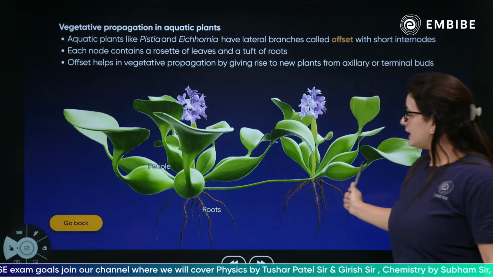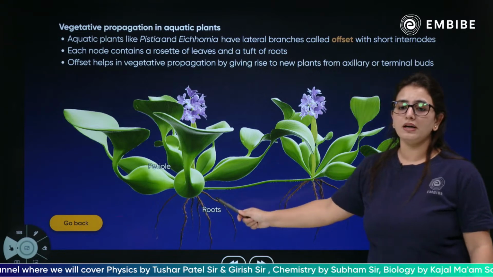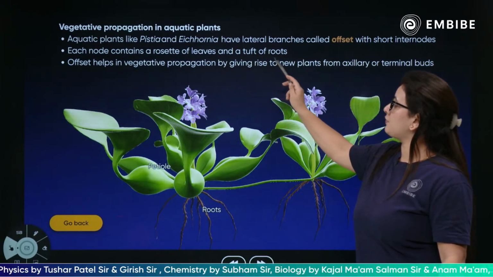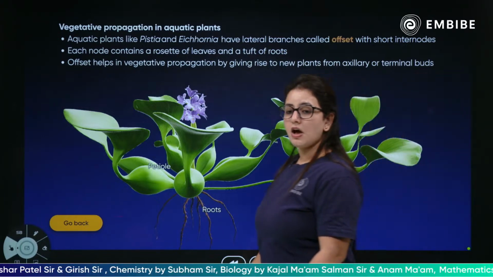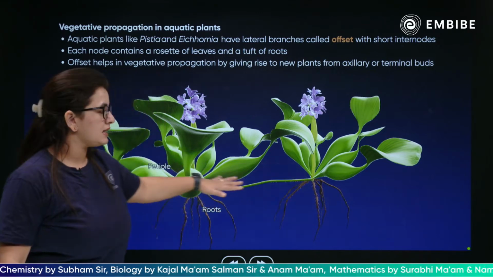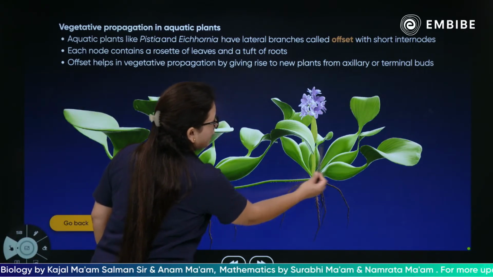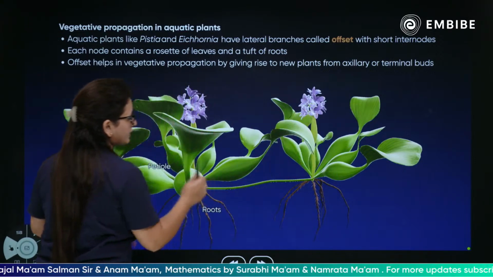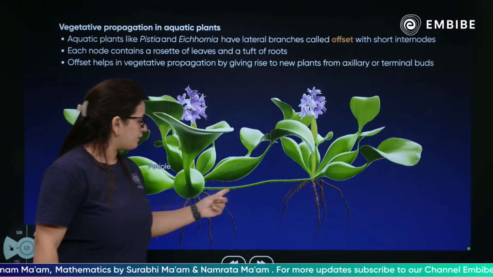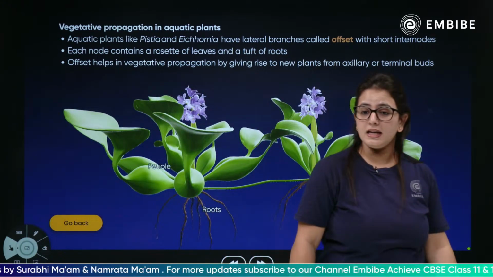So this is exactly how you will always see such plants covering the whole pond area. Yes, each node contains a rosette of leaves and a tuft of roots. Can you see this? This is how your floating aquatic plants are. They have roots just under the plant and a leafy, rosette-like structure above, tied with the offset, and this is how they keep on growing and spreading to the whole area.